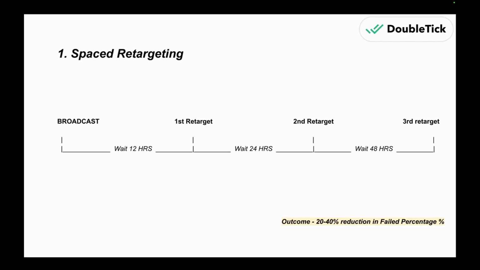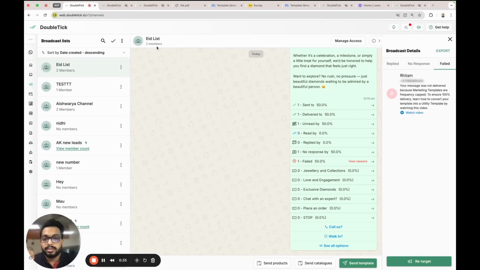Spaced retargeting is nothing but initiating your broadcast and, in periods that are incremental in nature, retargeting on the failed list. For example, if you have initiated a broadcast today, then we would retarget the failed list after 12 hours, then wait for another 24 hours and then do our second retarget. And then after waiting for 48 hours, we'll retarget the failed list for the third time. The net outcome is around 20 to 40% reduction in failed percentage.